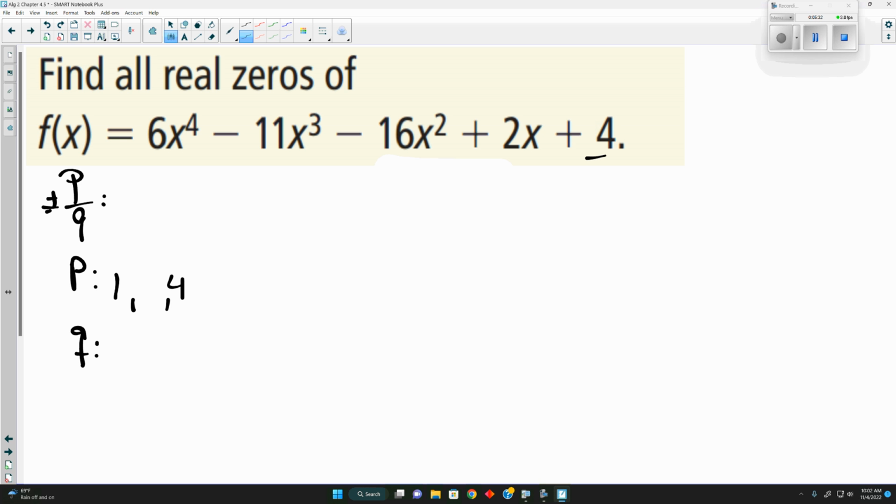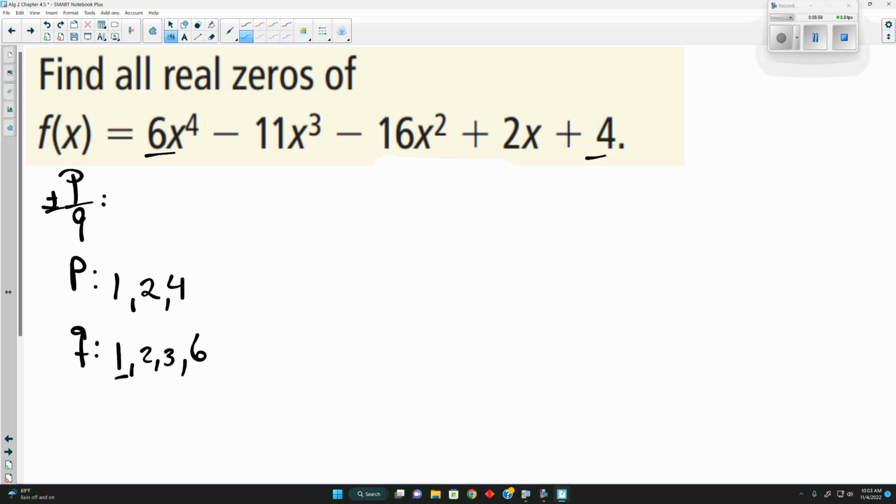So 2 and 2, do we write any numbers that are repeated? So it's 1, 2, and 4. Even if we did put 2 twice, when we do the plus or minus, we don't rewrite it, so there's no point in writing it twice. The leading coefficient is 6, so we'd have 1 and 6, and 2 and 3.